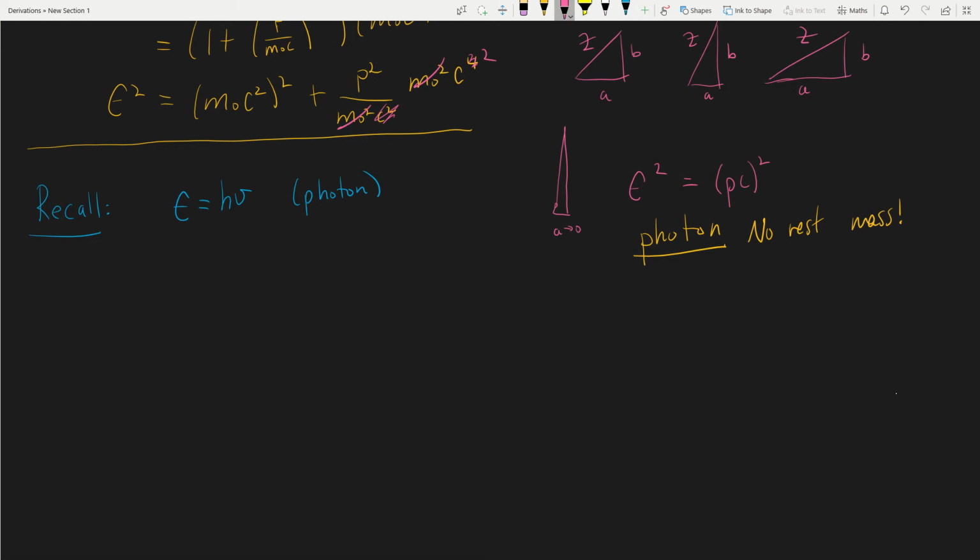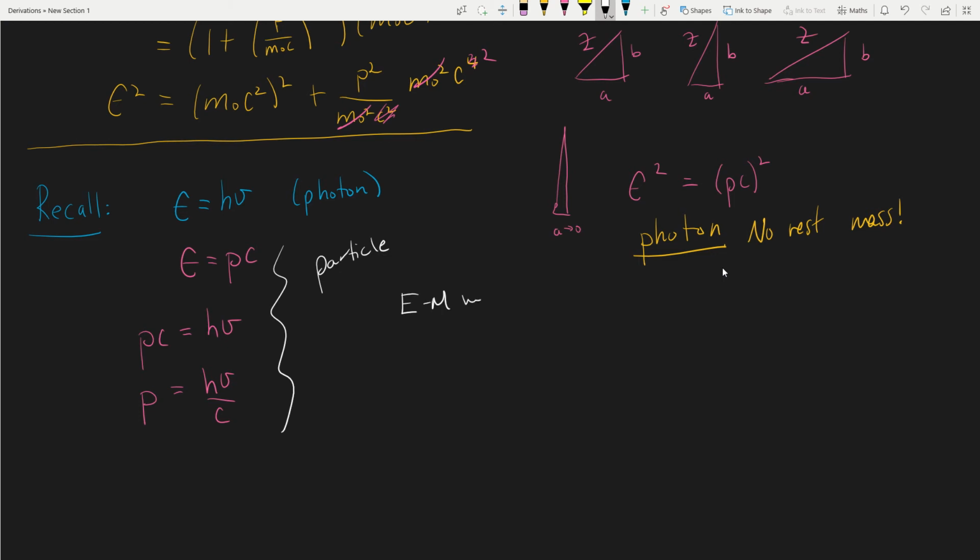We also just stated that E equals pc. So obviously we can equate these two things. So we get pc equals h nu. So p equals h nu over c. Combining, this is the particle side. So this is the particle side. Well, what about EM waves?